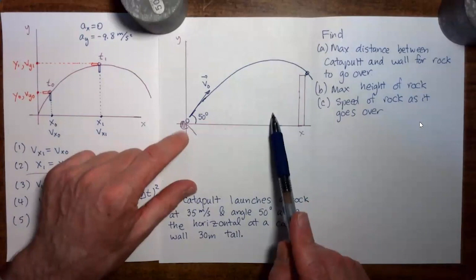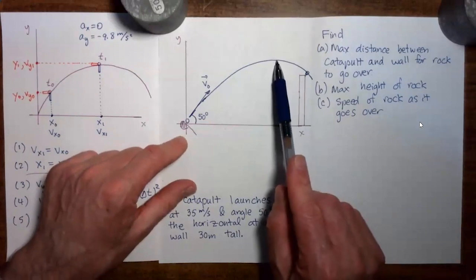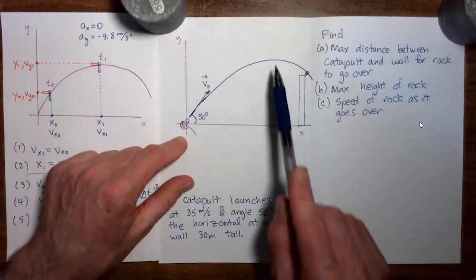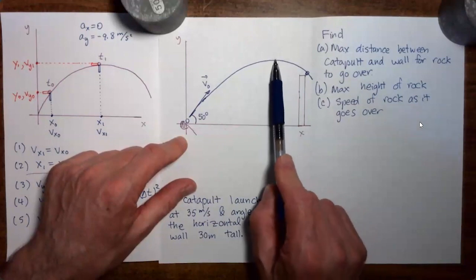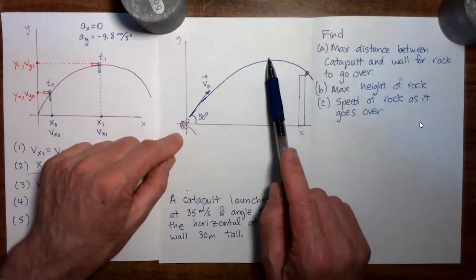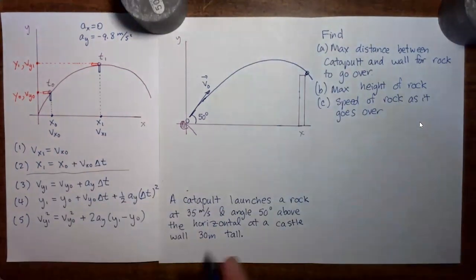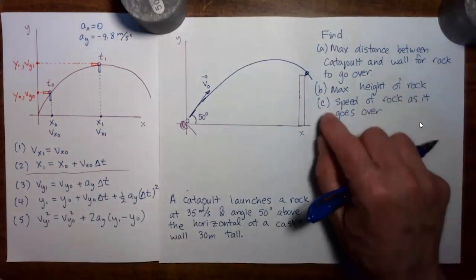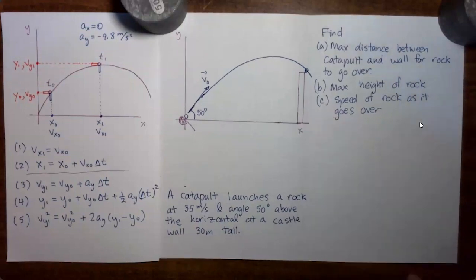The maximum height of the payload is achieved over here. And by putting the maximum height of the payload over here, we have a bit more distance between us and the castle wall in here. Okay, and then finally, we're going to find the speed of the payload as it goes over the wall. Okay, so let's go to the handout.